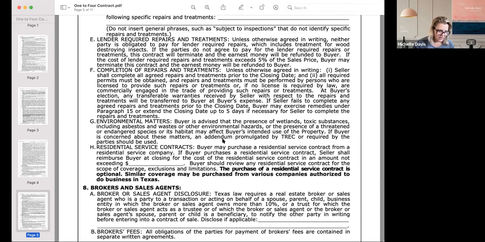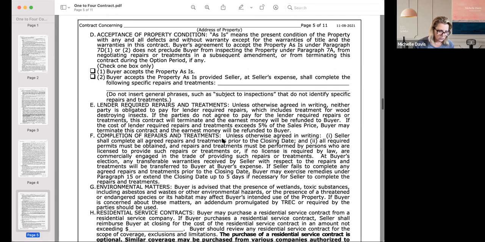Zareen, going back to D, where there are the two boxes of as is or as is with some specific repairs. You don't have to check either of those, right? Well, you need to check the first one, because this is an as is contract. I would check the first one. Normally you would check D1, where the buyer is accepting the property in its current condition right now. And then their out is under the option, or if it's outrageously lots of repairs.